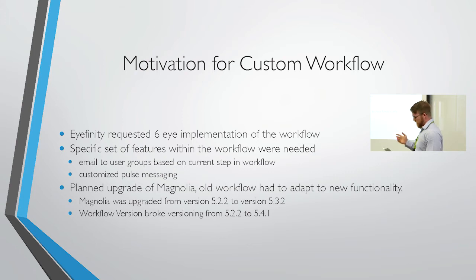So the motivation for why this whole project came about is because we planned an upgrade of Magnolia. The main reason is we want to stay within 3 releases of Magnolia so that we're taking advantage of the new features, any bug fixes, any new implementations of anything we can take advantage of. So we were moving from Magnolia 5.2.2, which was delivered to us by Energy Edge, who developed the Eyefinity site originally, as well as our original workflow. We were jumping up to 5.3.2 at the time.